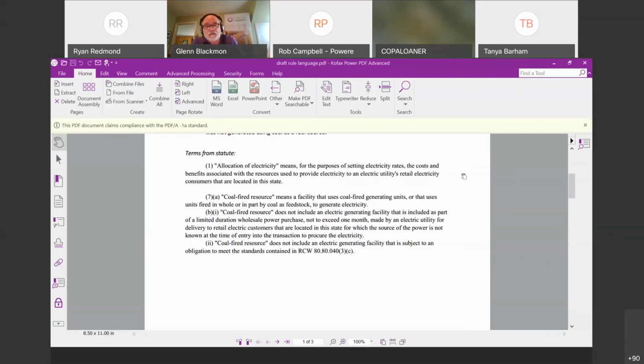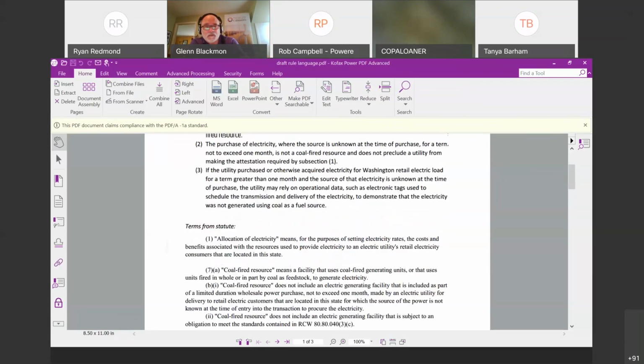And I want to make sure people understand that when we are writing the rules, it's way up at the top of the chapter of the rules. It says that all the definitions that are in the statute itself, in CETA, are used in the rules too. So even though in our rules we don't restate these definitions, these are the ones that are applied when we're looking at terms that are in the rule itself. So now let's go up to the draft language itself.